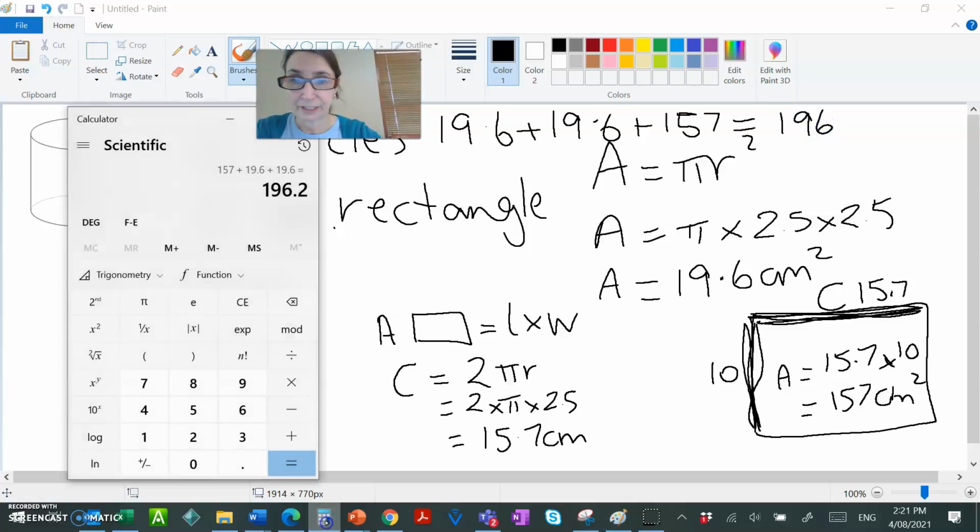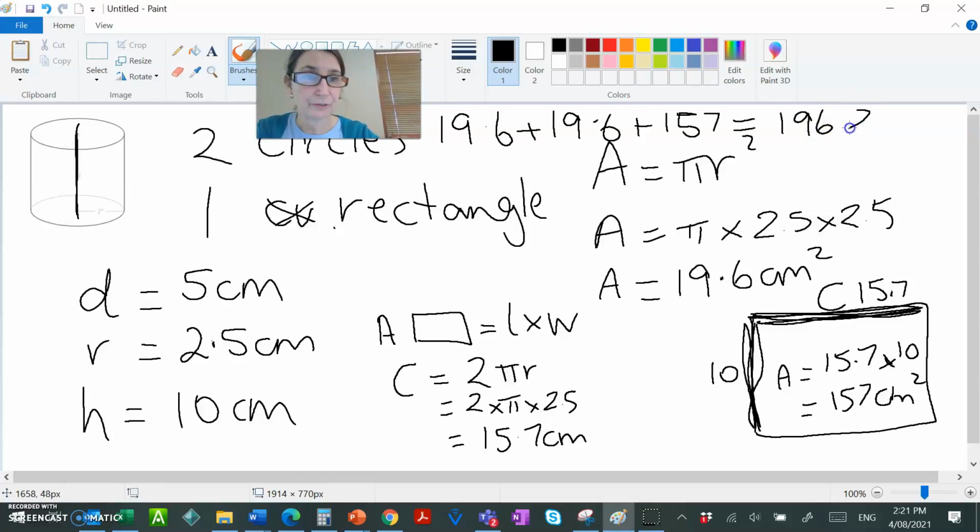Wasn't exactly 196, was it? 196.2 centimetres squared. This is our answer.